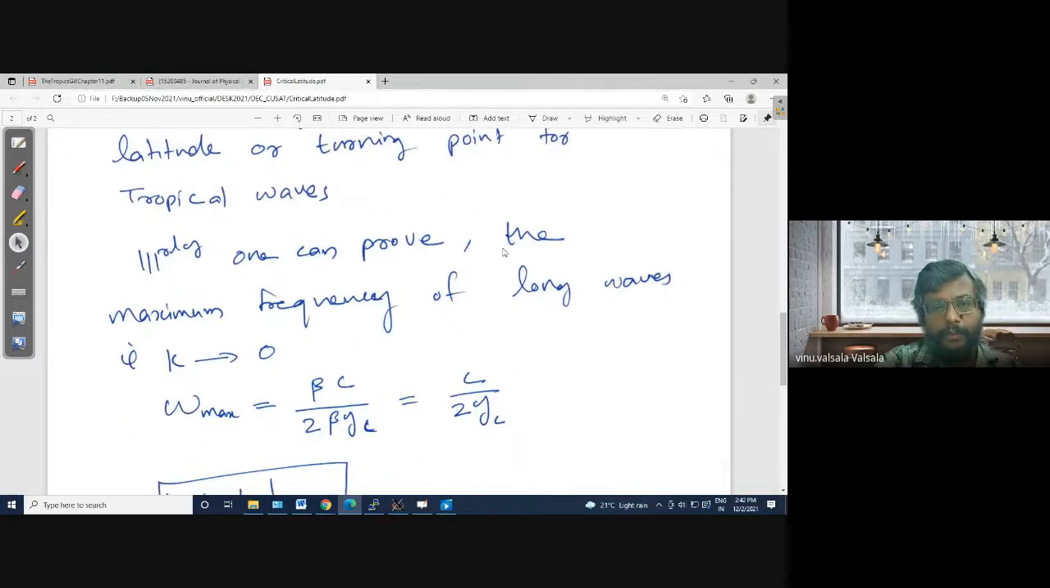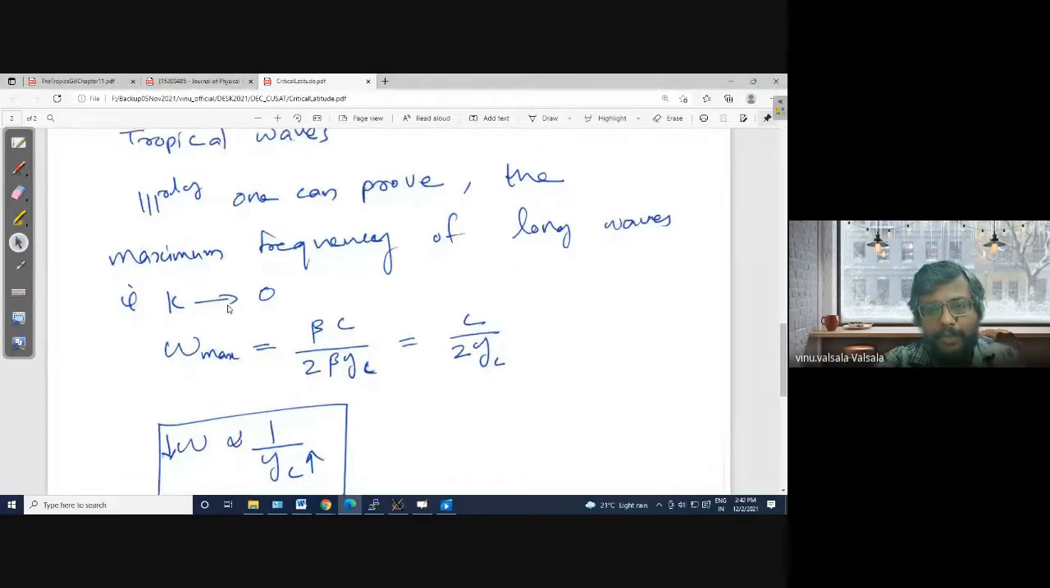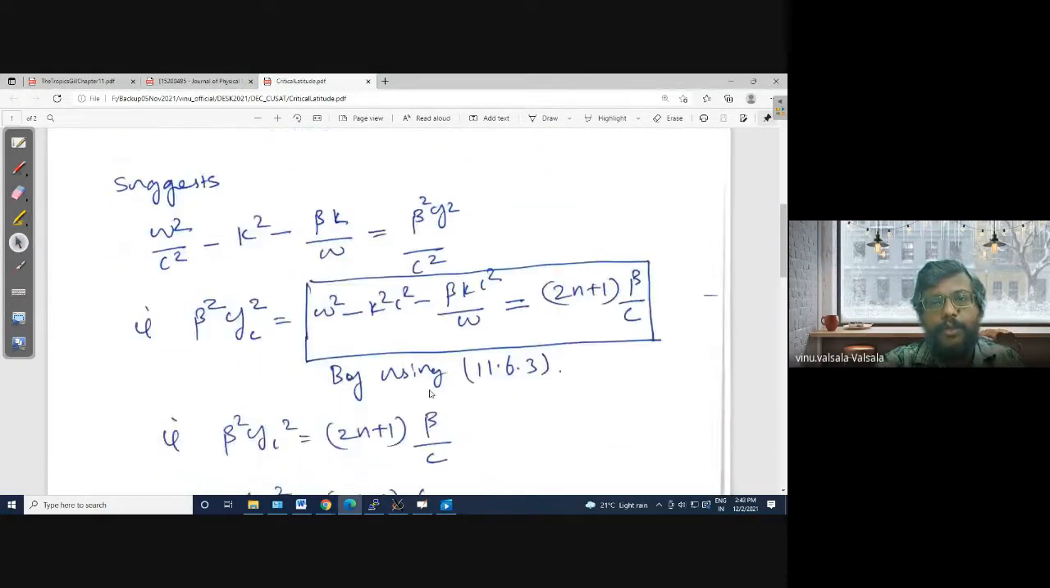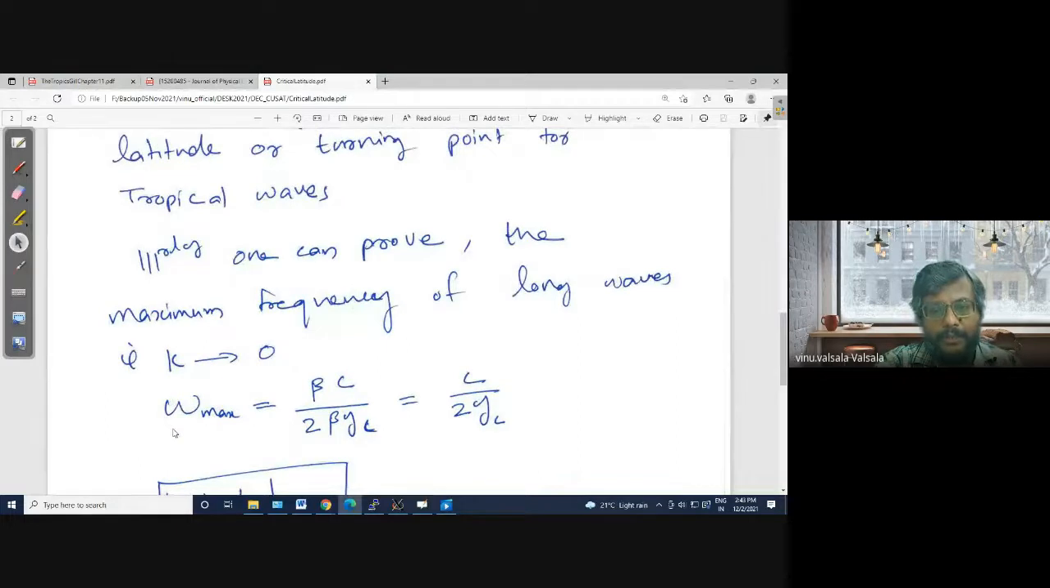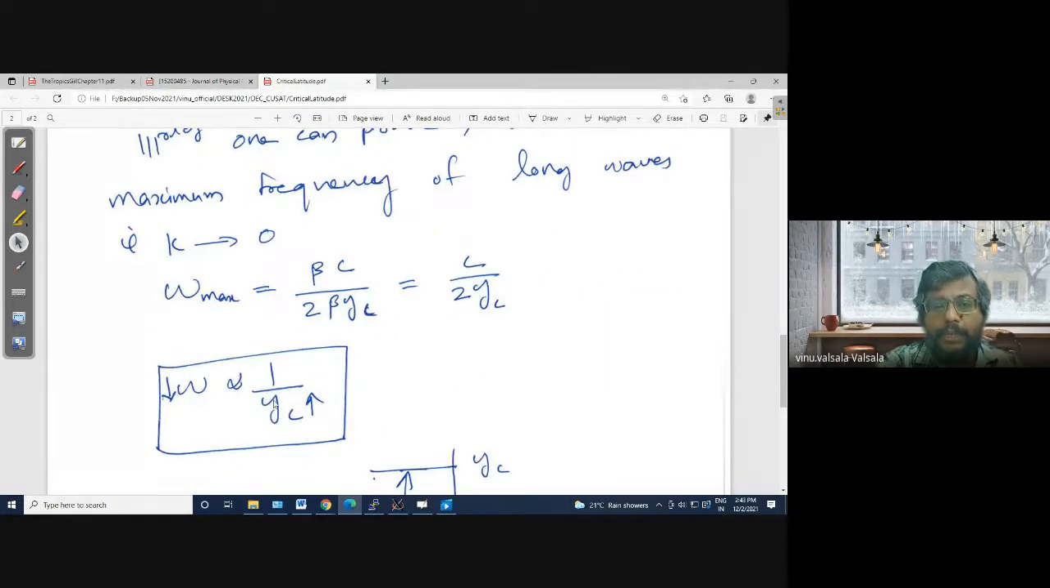Similarly, one can prove for the maximum frequency of a long wave, in the long wave limit as k tends to 0. If you manipulate these terms, you may arrive at omega max, the maximum frequency, equal to c by 2Yc. Here there is some more guidance regarding the frequency of the wave. In the long wave limit, the maximum frequency possible is related to c by 2Yc. That means the frequency is inversely proportional to the critical latitude. That means for a lower frequency wave, the critical latitude increases.